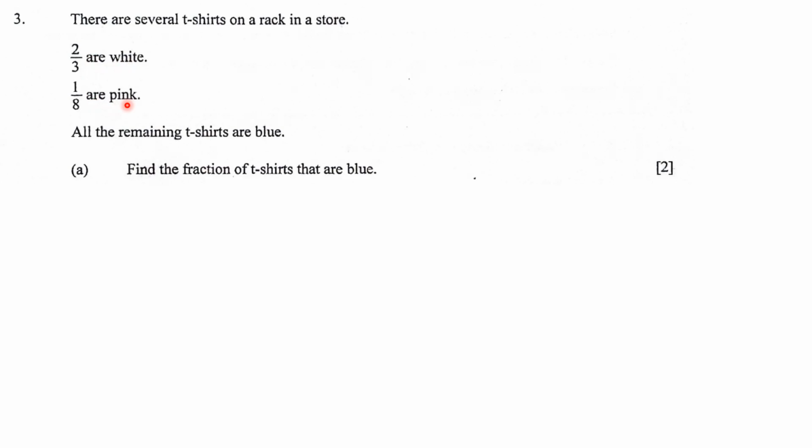And our goal is to figure out what fraction of these t-shirts are actually blue. So the first thing we're going to do is add these two fractions, the fraction of white and pink. So let's add them. When we add them, we have 2 over 3 plus 1 over 8.